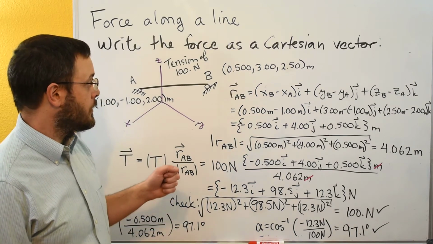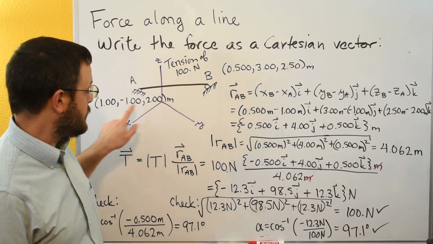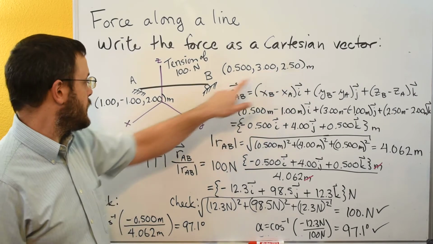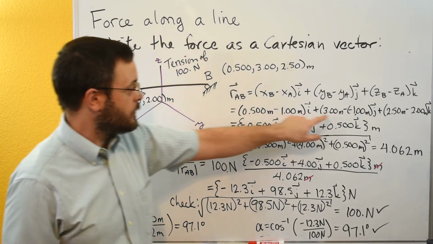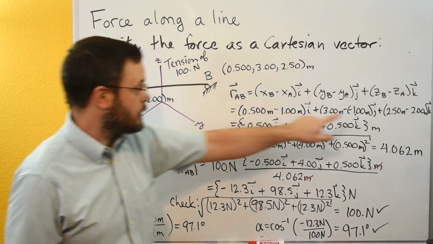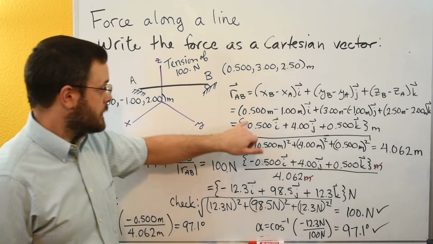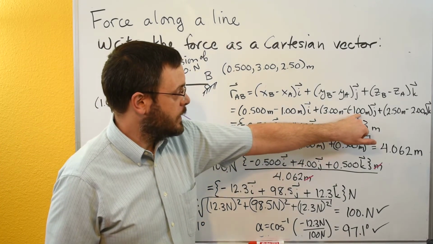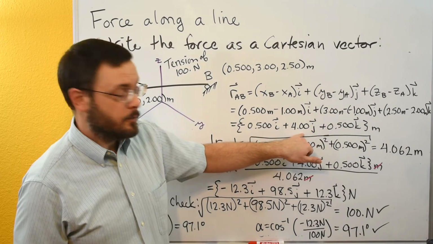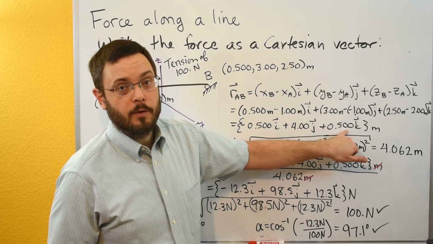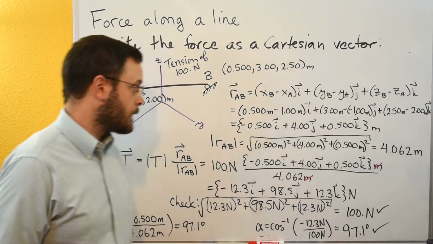So let's plug in our numbers. So we'll have 0.5 minus 1 here for our i component. We'll have 3 minus a minus 1 for the j component. And then we'll have 2.5 minus 2 here for our k component. So it's going to be negative 0.5 i. 3 minus a minus 1 would be 3 plus 1, so 4 for j. And then 2.5 minus 2 would give us a 0.5 for the k component.